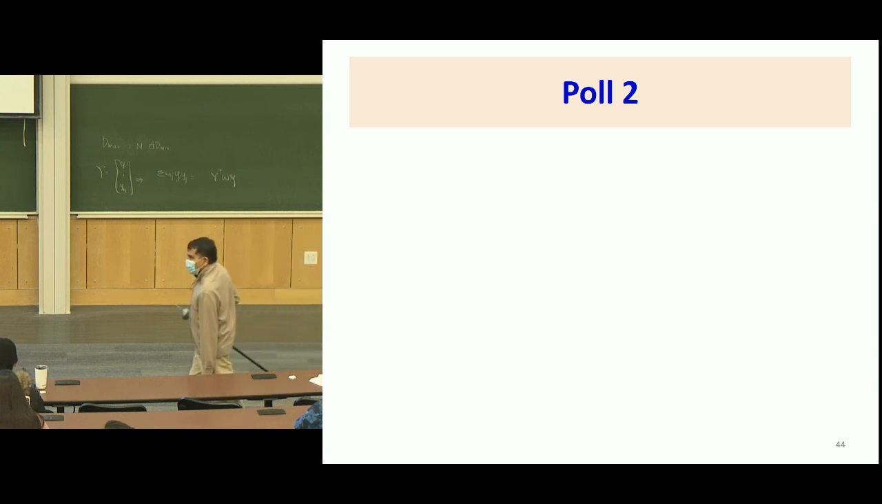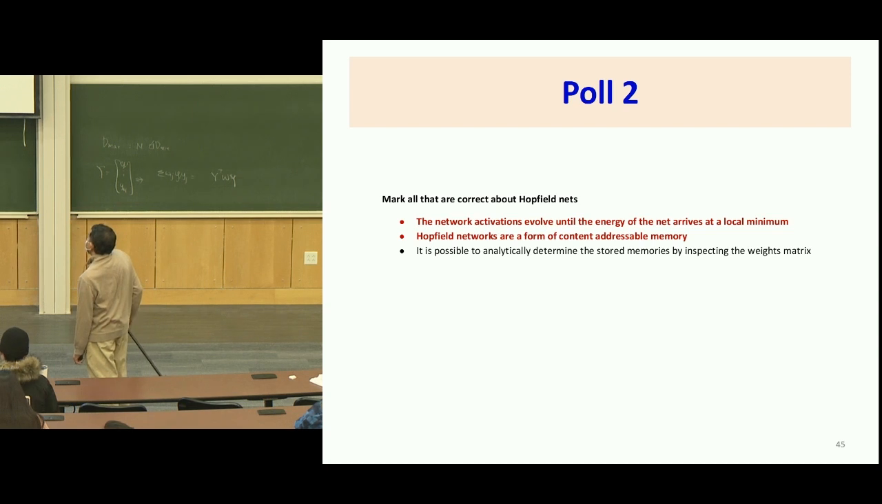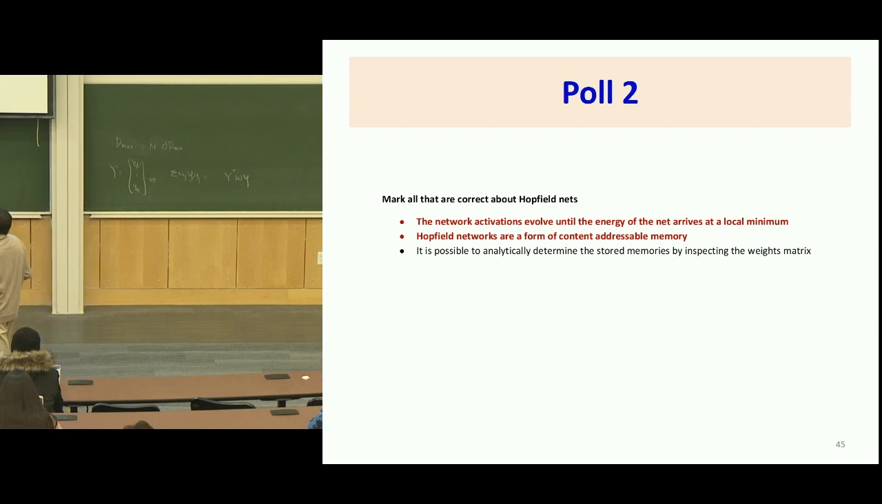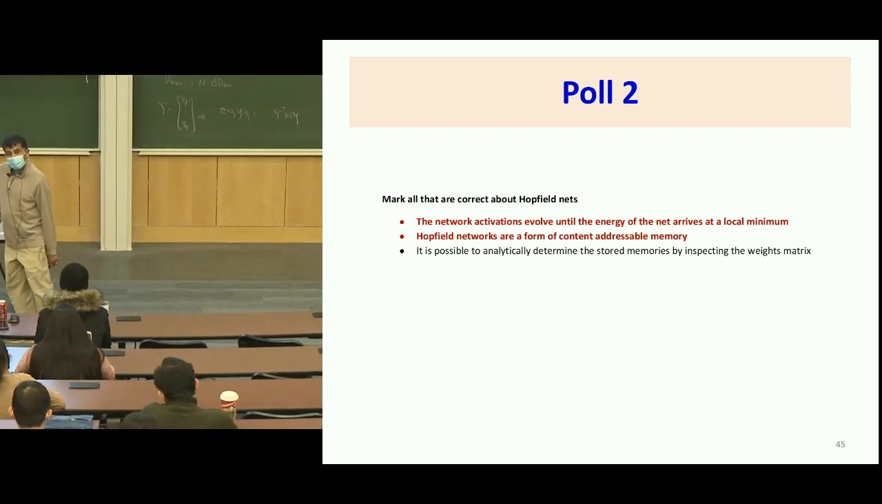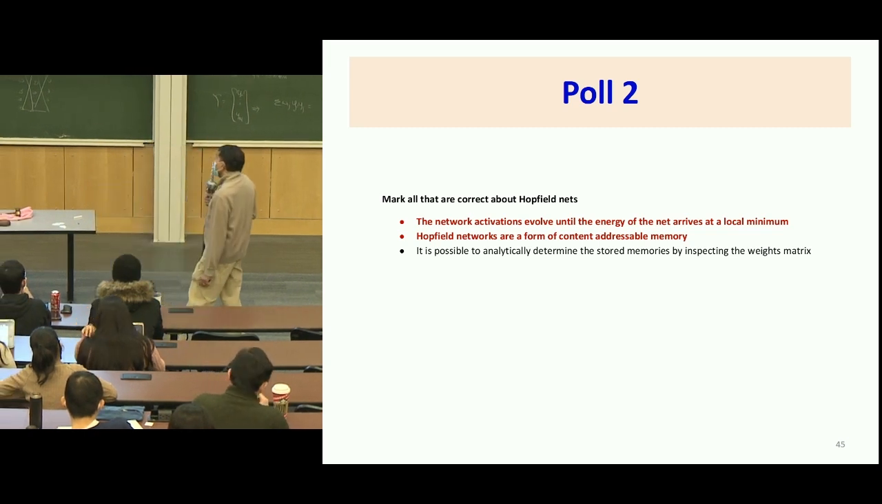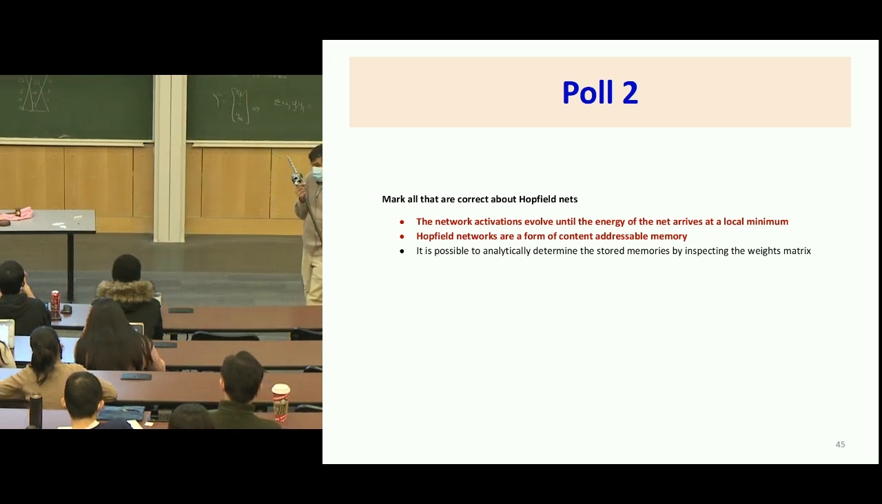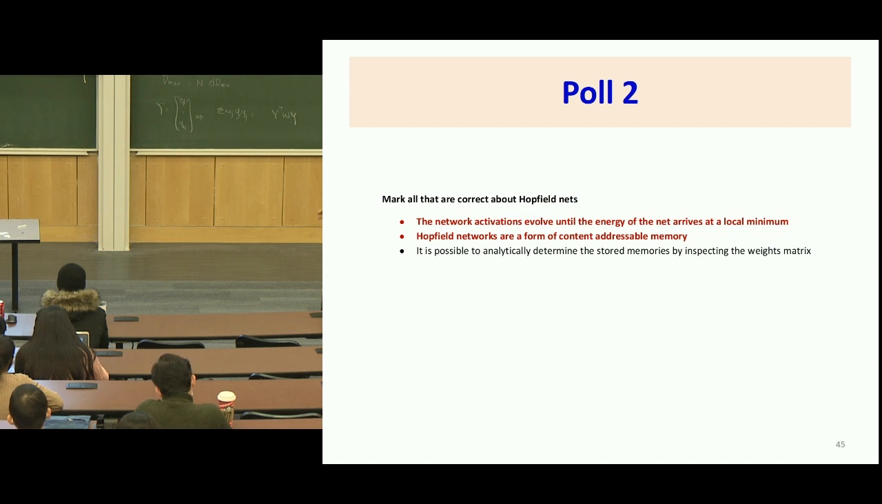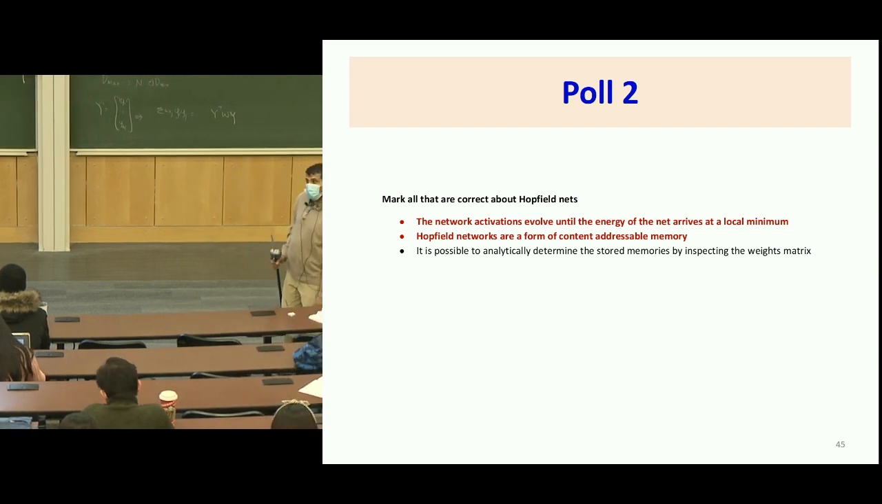All right, guys, let's continue. That was an easy one, okay? So Hopfield networks. The activations in the network evolve until the energy arrives at a local minimum. They are a form of content addressable memory, as we just saw, right? Now, it is not possible to analytically determine what memories are stored simply by analyzing the weights matrix. That's what makes this complicated.